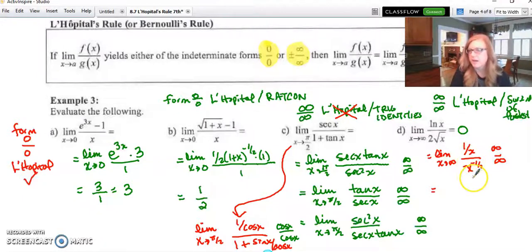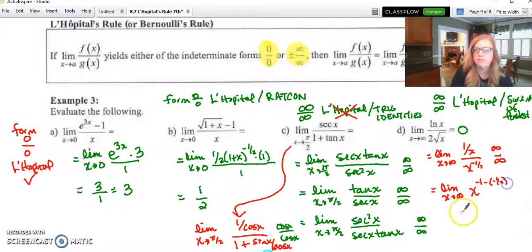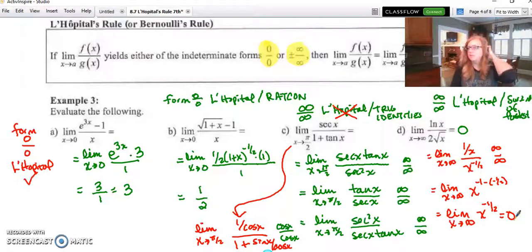But then I see I got some algebra that I can do now, which is combine exponents. This is x to the negative 1 over x to the negative 1/2. You can subtract your exponents. x to the negative 1 minus negative 1/2, which is going to give me the limit as x goes to infinity of x to the negative 1/2, which is 1 over square root of x. Bottom wins, so it goes to 0. I end up at the same spot.